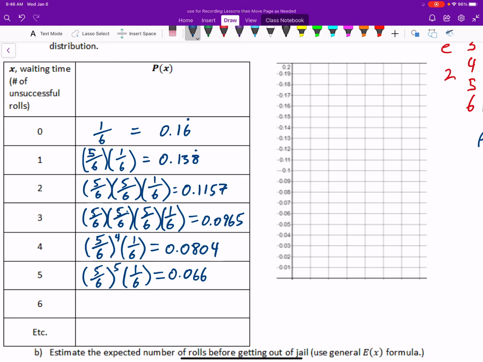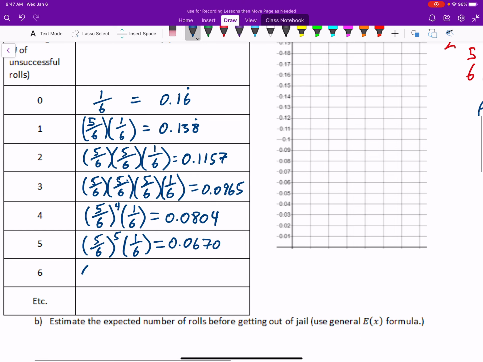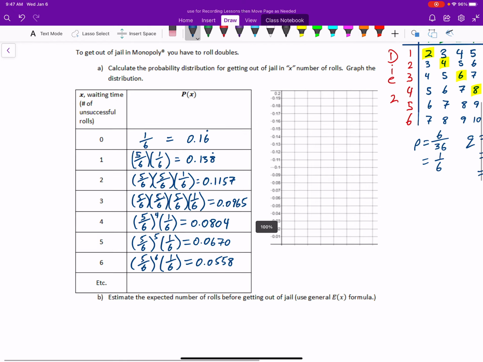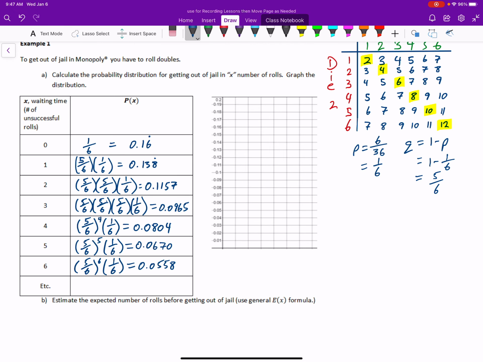Hopefully it's easy to see now. 0.06698, or, let's undo that. 0.0670, I'll round to 4 decimals. Okay, we got one more, 5/6 to the 6 times 1/6. 0.0558, etc. All right, so calculate the probability distribution. There we have it for the first 6.